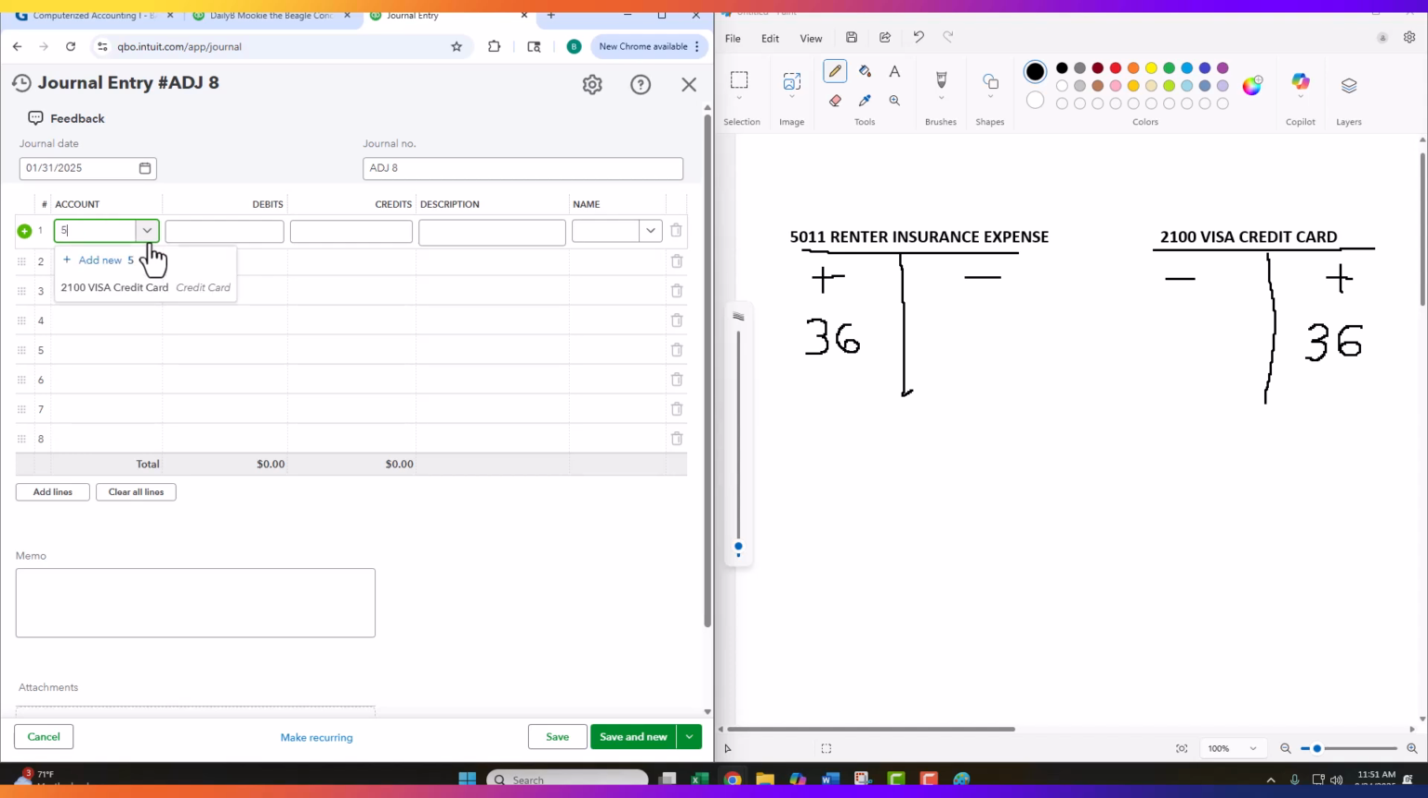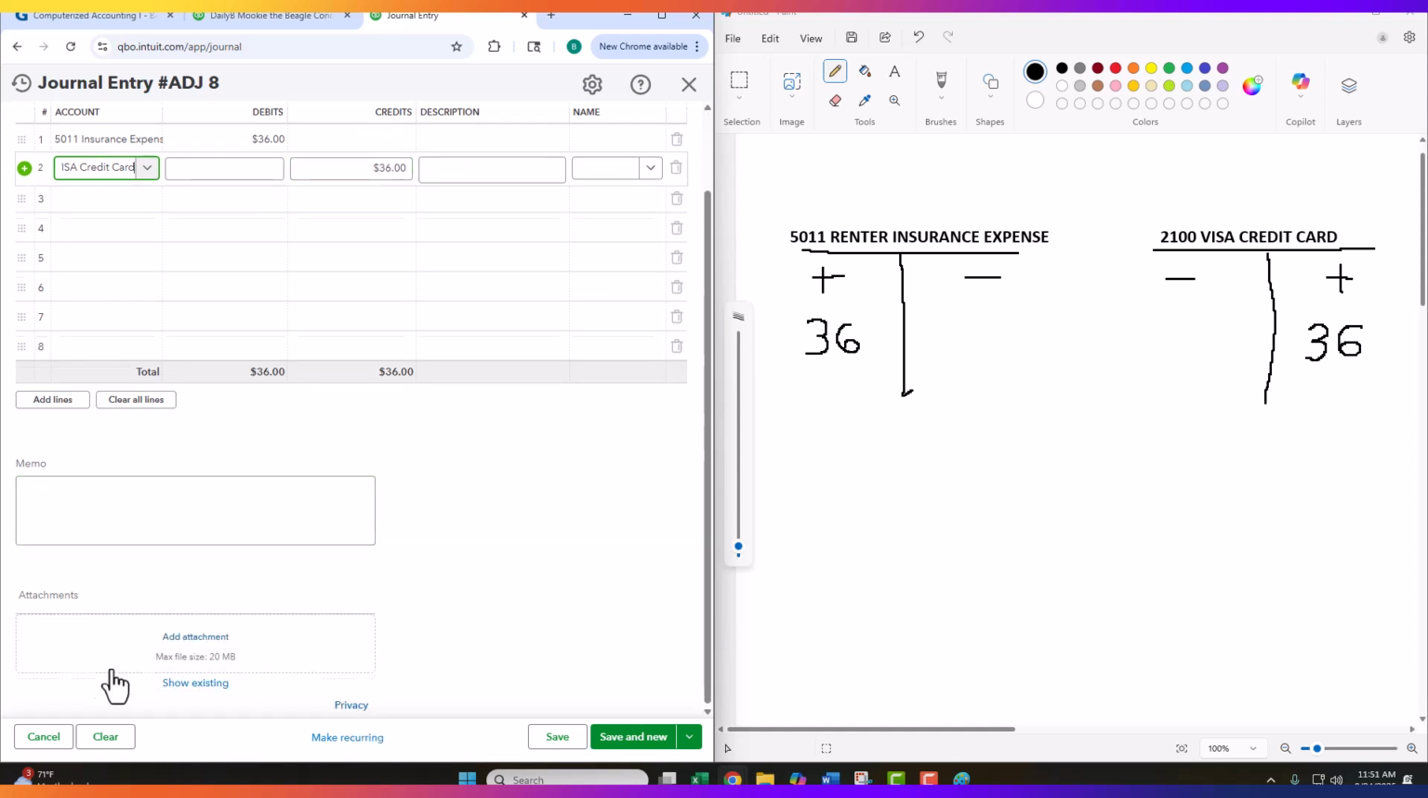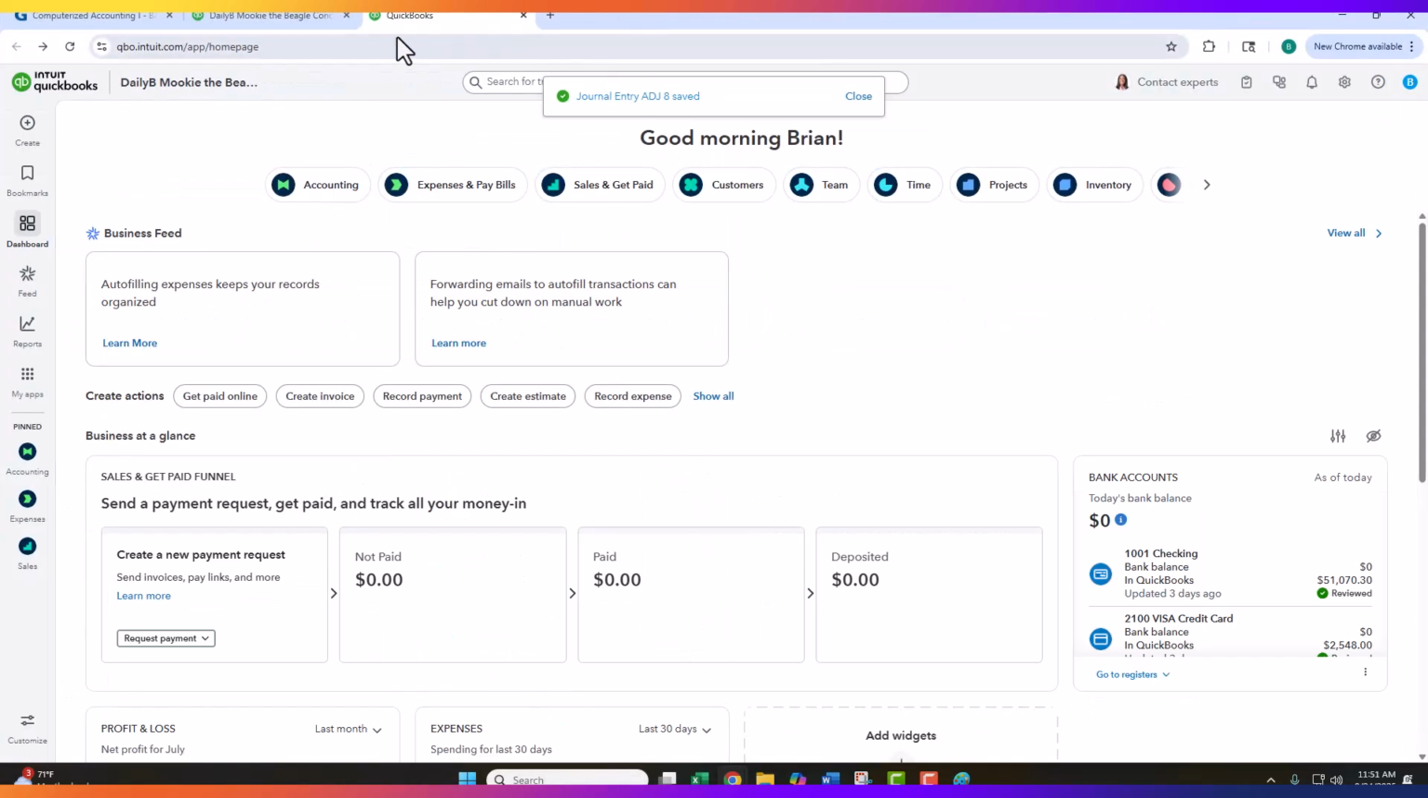Since we're going to list the debit first, I'm going to put in the 5011 in the first line, find that renter insurance expense, debit it for $36. And on the second line, it's going to be the Visa credit card, which is an account number of 2100. Found that, credit it for the same amount. Probably put a little note here, and if we had that receipt, we'd attach it. But that's it. So now I'm going to save and close out of the journal entries.